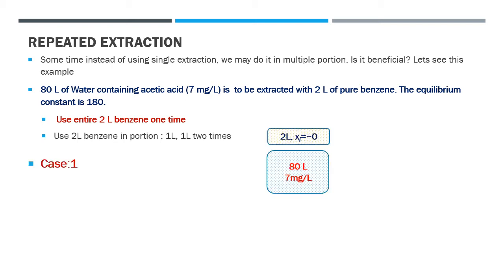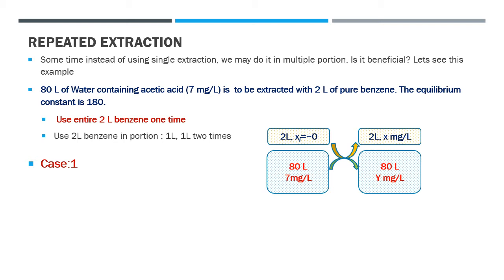Case 1 we are doing. So 80 liter at 7 milligram per liter, and we are using 2 liter of organic phase to extract. We assume that after extraction the aqueous phase concentration is Y and the organic phase concentration is X. You can put the mass balance because before extraction the total amount is 80 liter and 7 milligram per liter, so 80 into 7. After extraction it is 80 liter into Y and 2 liter of organic phase concentration X. So we have 80 into 7 equals 80Y plus 2X as the mass balance.